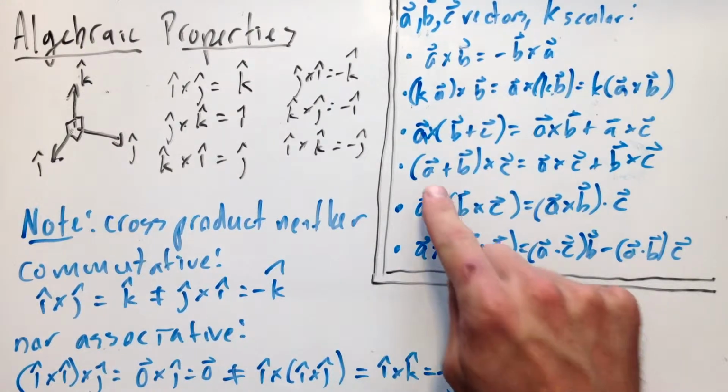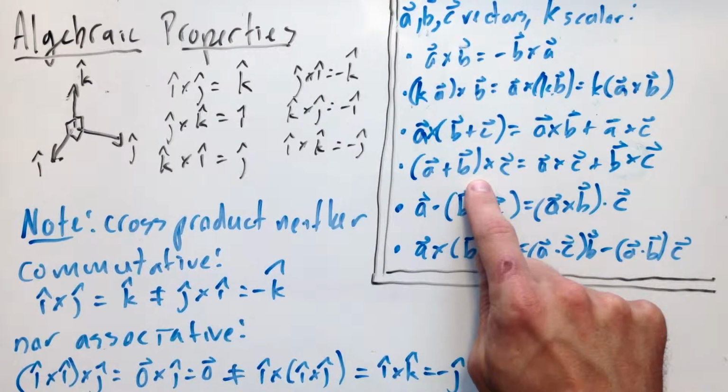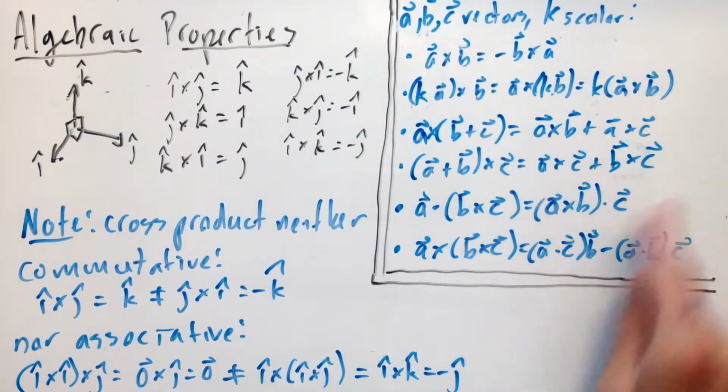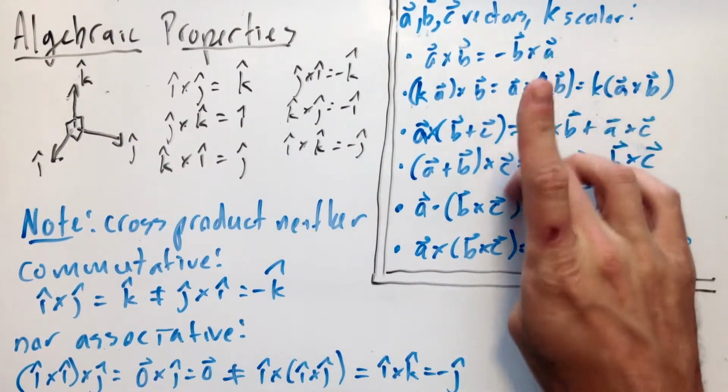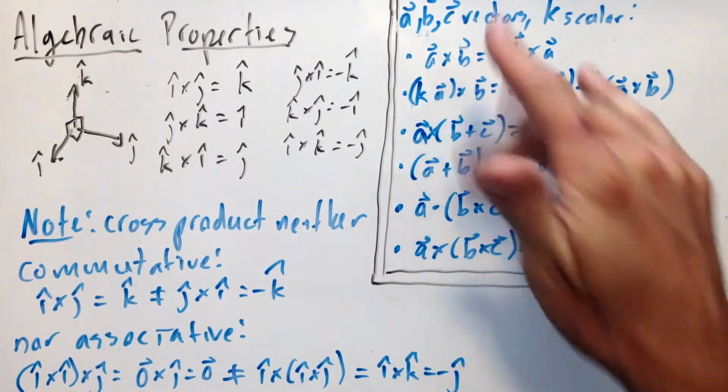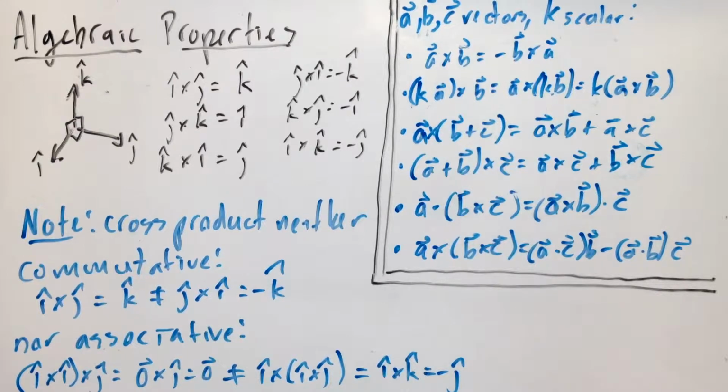Okay. It's also left and right distributive. If you cross over addition on the left or on the right, it distributes over. Note that these are actually two distinct rules because we don't have commutativity. We do have to break it up into two distinct rules, I guess.